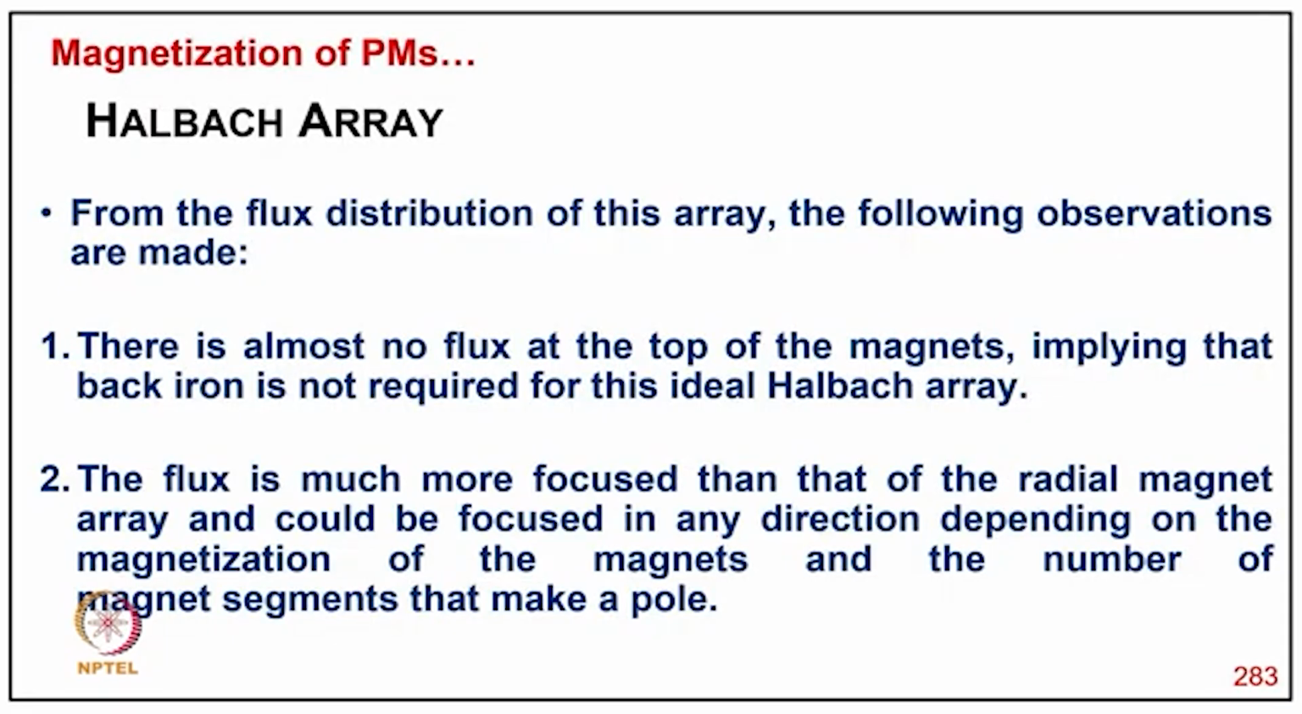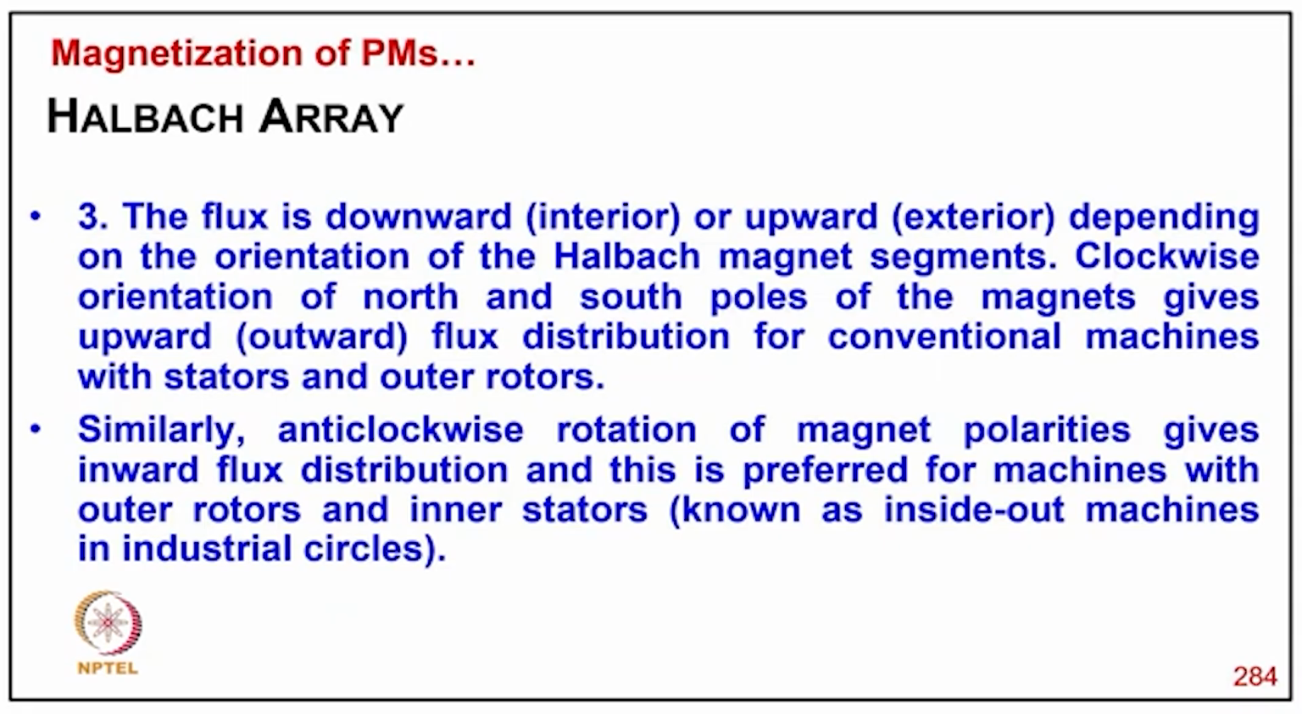From the flux distribution of this array, the following observations are made. First, there is almost no flux at the top of the magnet, implying the back iron is not required for this ideal Halbach array. Second, the flux is much more focused than in a radial magnet array, and could be focused in a direction depending upon the magnetization of the magnets and the number of magnet segments that make a pole. Third, the flux is downward in the interior or upward in the exterior depending upon the orientation of the Halbach magnet segments.